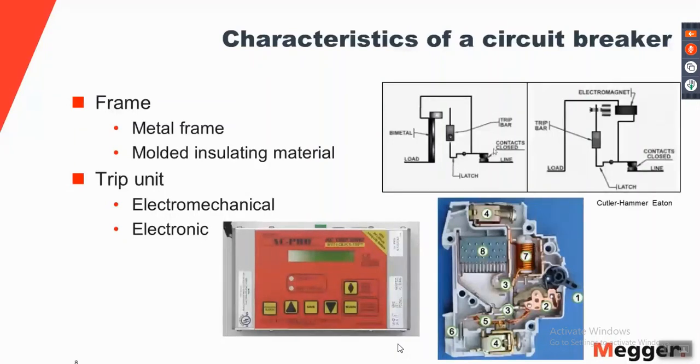Now let's look at the magnetic portion of it. You have an electromagnet connected in series in the circuit, and when you have short circuit currents, currents of really high magnitude flowing in the circuit, those currents will result in a magnetic force being generated in the electromagnet, which will pull the armature towards it. As the armature is pulled, the trip bar rotates, thus releasing the latch, and the contacts of the breaker open.